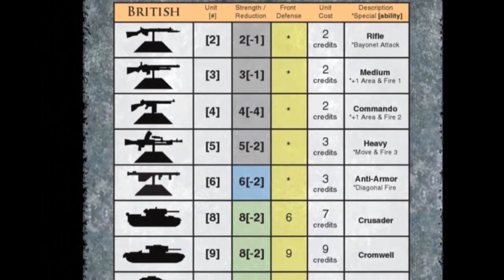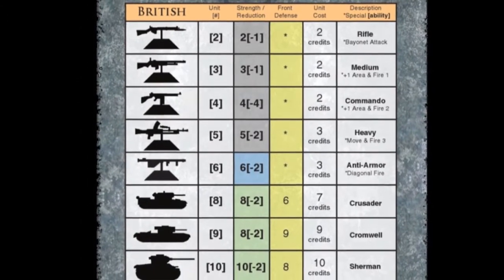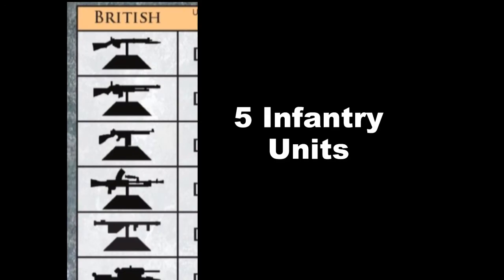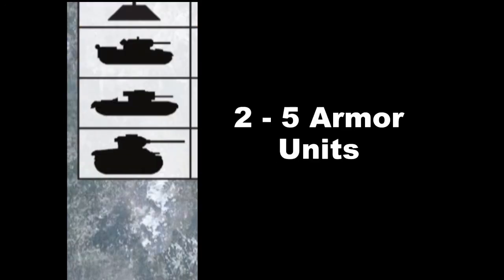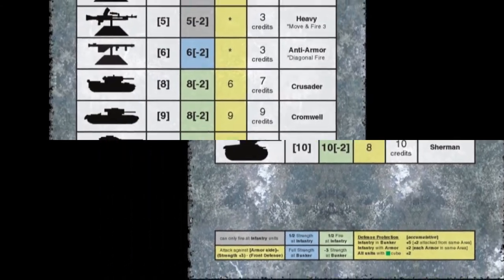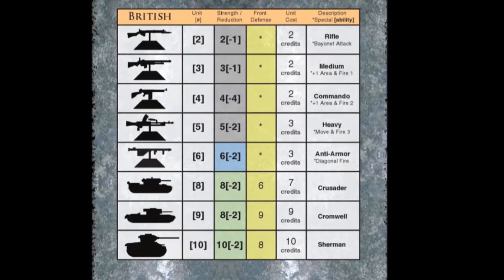The rows show different military units, and as you'll notice, each nation will have 5 infantry units and a number of armor units, either 2, 3, 4, or 5 armor units. As you see with the British here, there are 3 armor units available for them. Now, let's look at the different columns and what they mean.